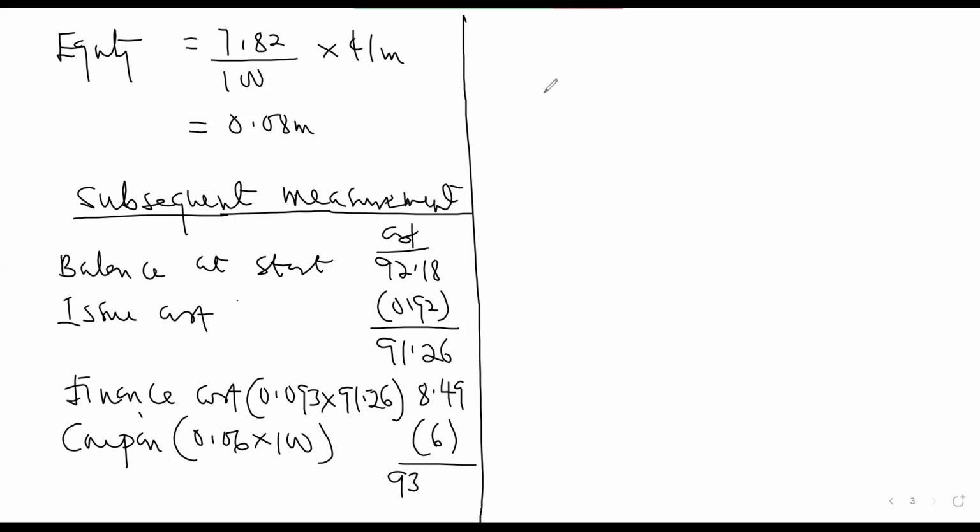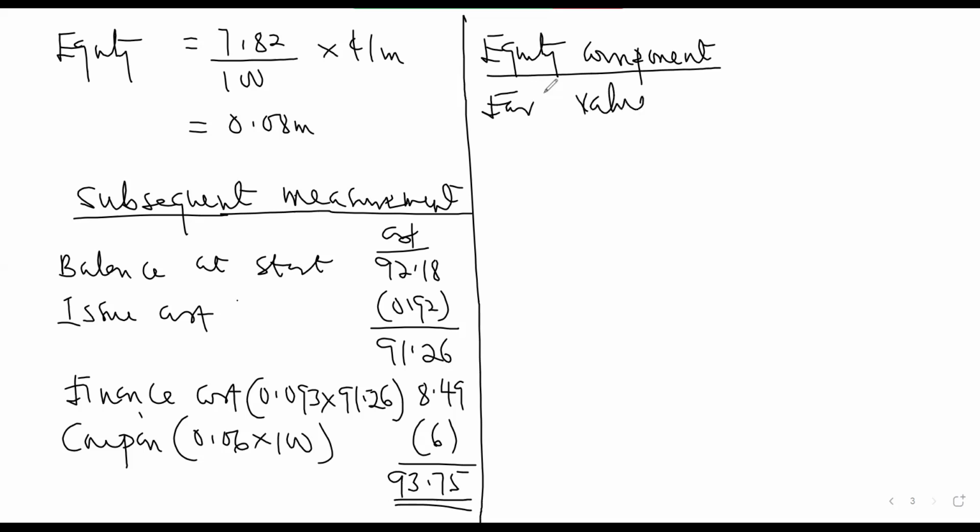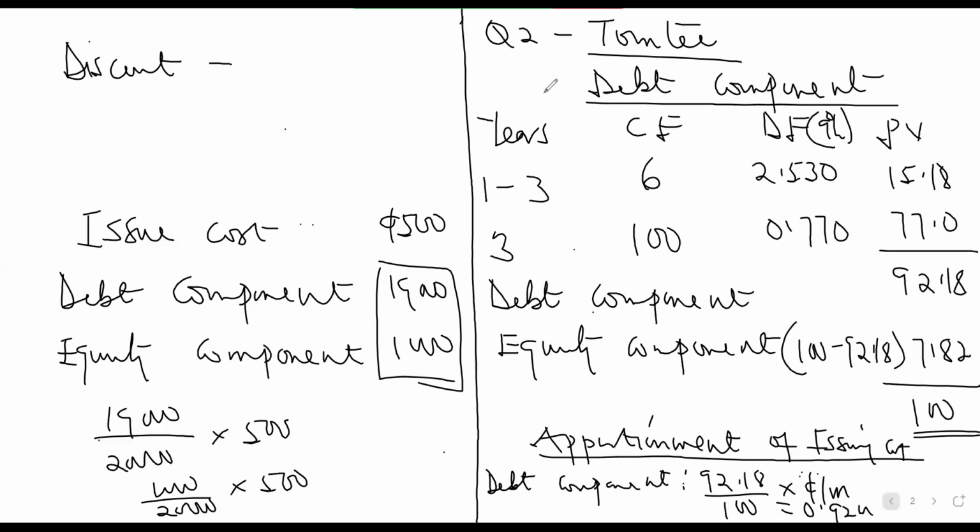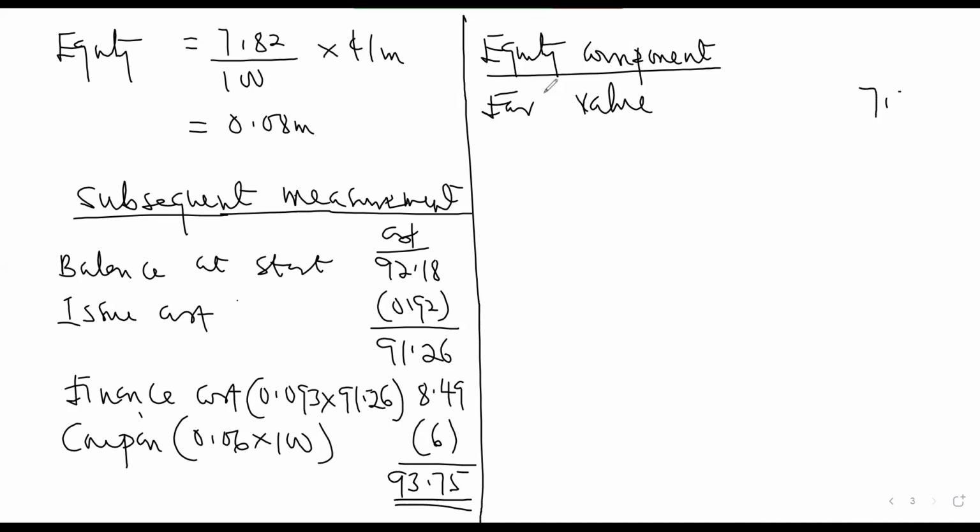I'm having 93.75. Okay. For equity components, what will happen is that the amount that we are going to be showing will be the fair value of the equity. That was 7.82 million. Then what will happen?